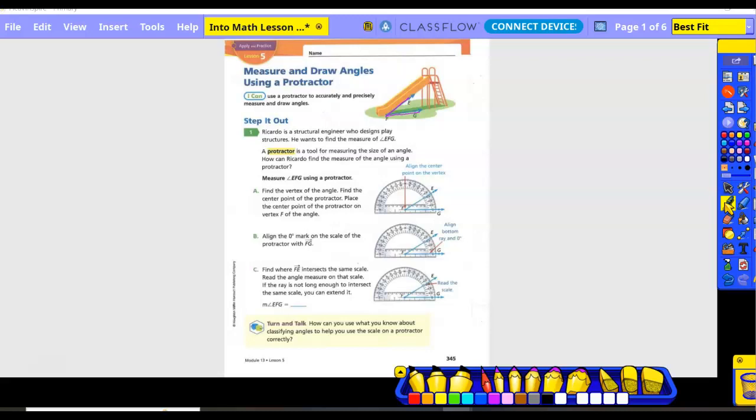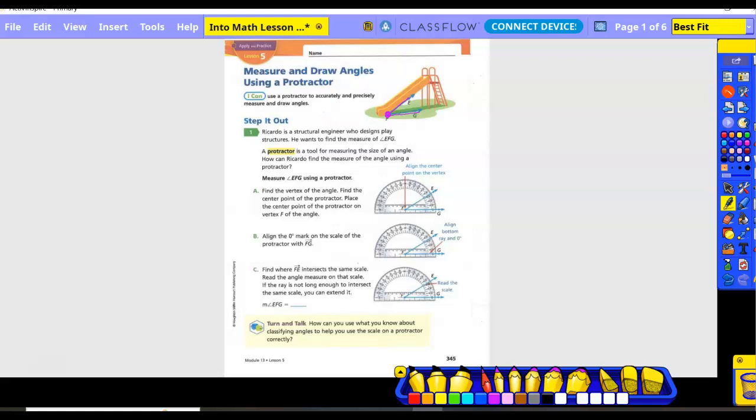How can Ricardo find the measure of the angle using a protractor? Over here, they're showing that he lined this protractor up with that angle. Letter A, find the vertex of the angle. Find the center point of the protractor. Place the center point of the protractor on vertex F of the angle. So what they did was they took their protractor and the little dot down here along the bottom in the middle, they lined up with this little dot right here.